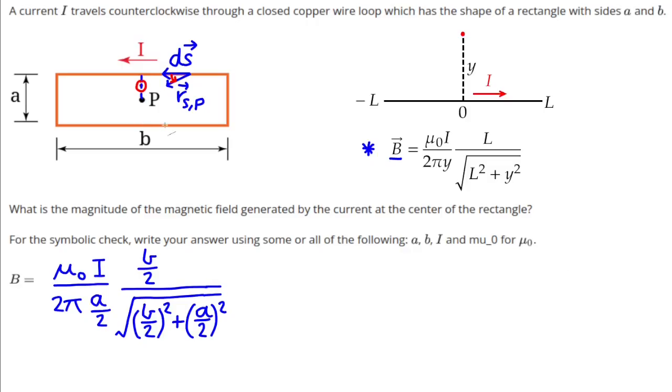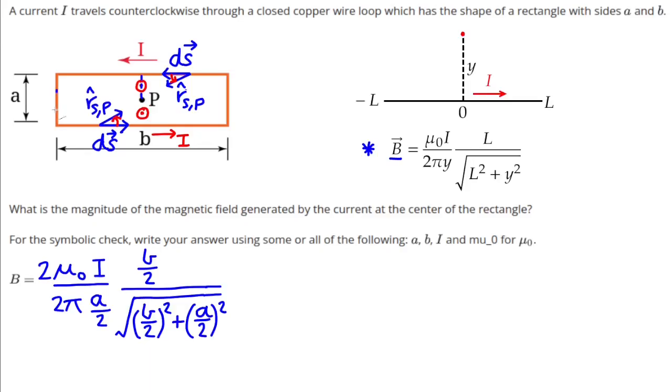And if we look at this bottom part of the loop, we have a differential length vector in the direction of the current, and a unit direction vector from the source to point P, so that should also be r hat, a unit vector. And then taking the cross product of I ds with r_SP, since the current's going counterclockwise, so it's pointing this way, we again get a magnetic field vector that points out of the screen by the right hand rule. So again we get the same expression, where y is A/2 and L is B/2, so we just multiply this by 2.